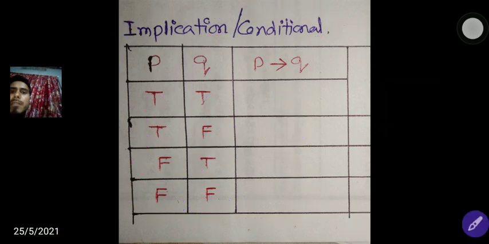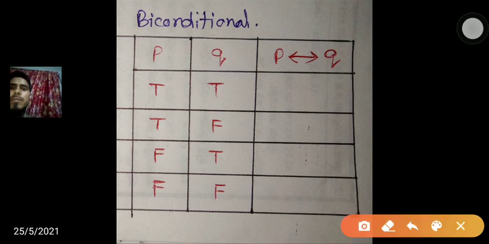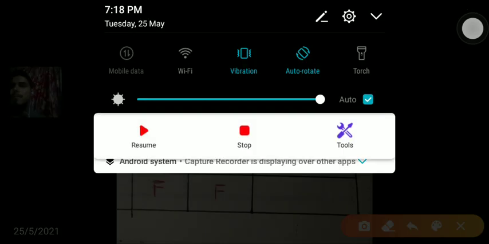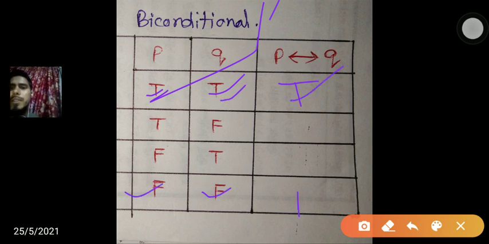Next one is our biconditional. In biconditional, what happens? When both are true, of course it will become true. And for the remaining, so what I was telling, when both are true it will become true, and here also, false, false, it will become true.